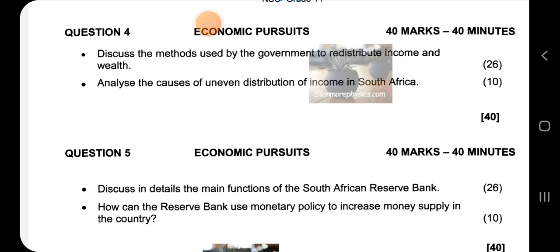Question 5 says, discuss in detail the main function of the South African Reserve Bank. What is the function of the South African Reserve Bank, and how can the Reserve Bank use monetary policy to increase money supply in a country? So you have to know that.